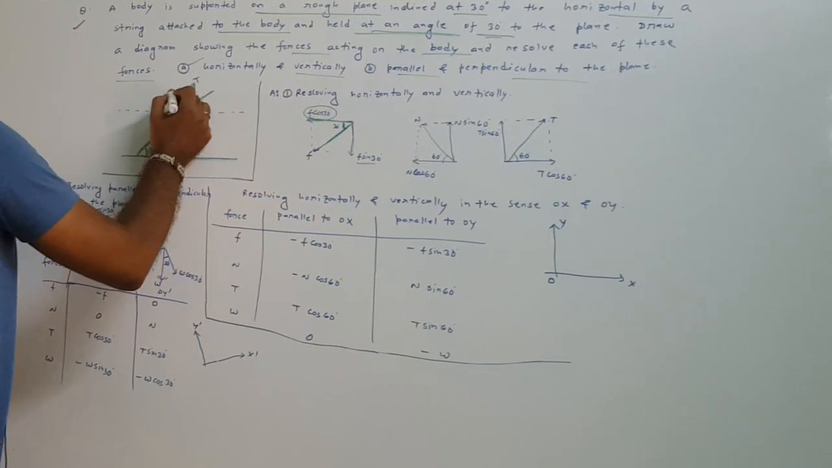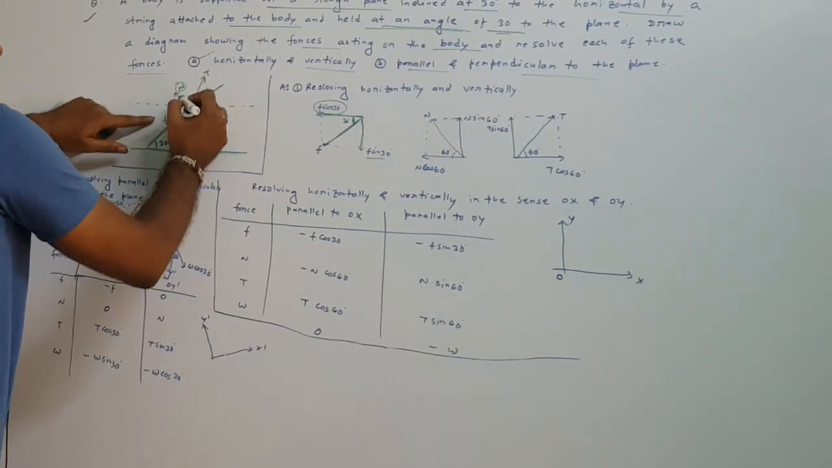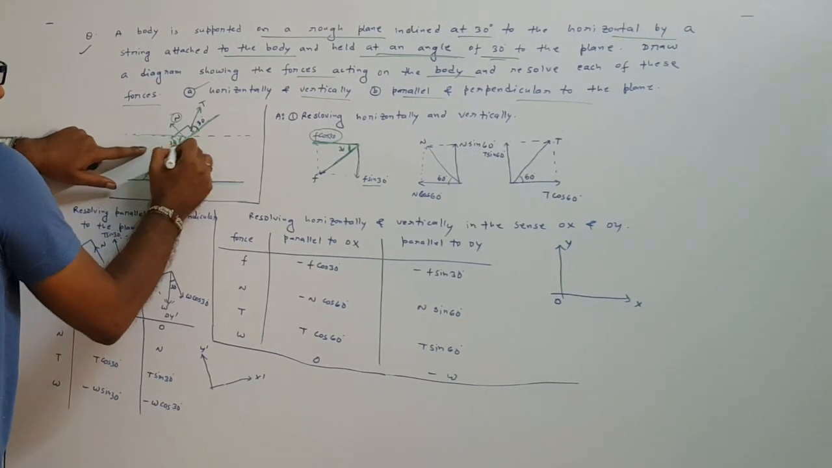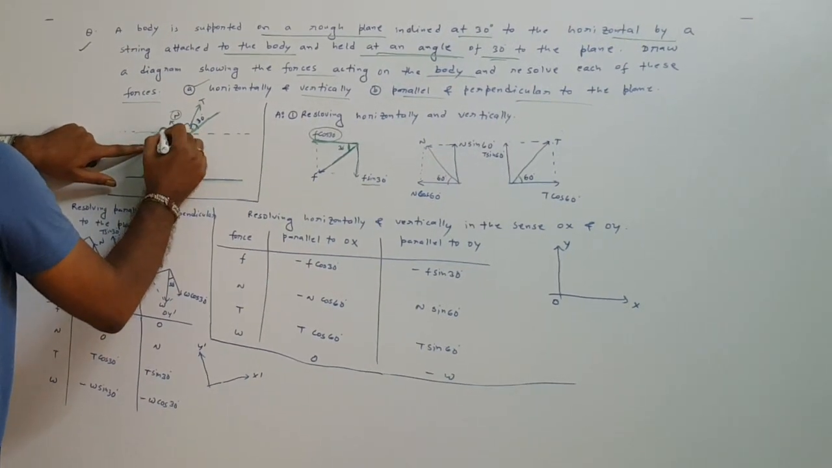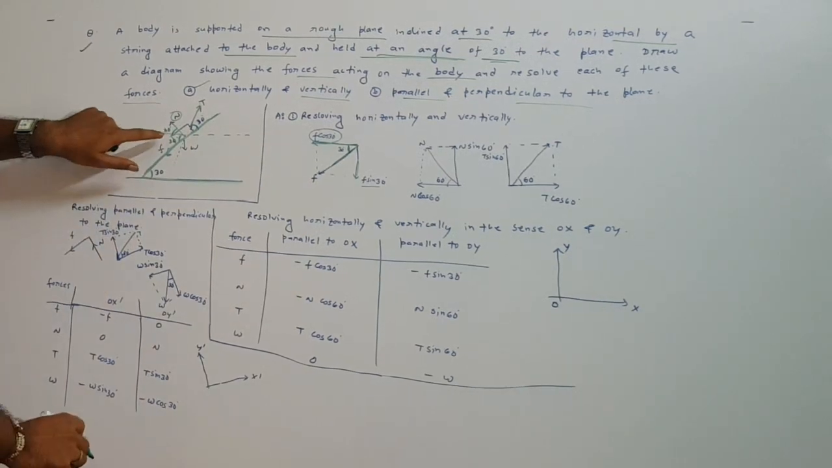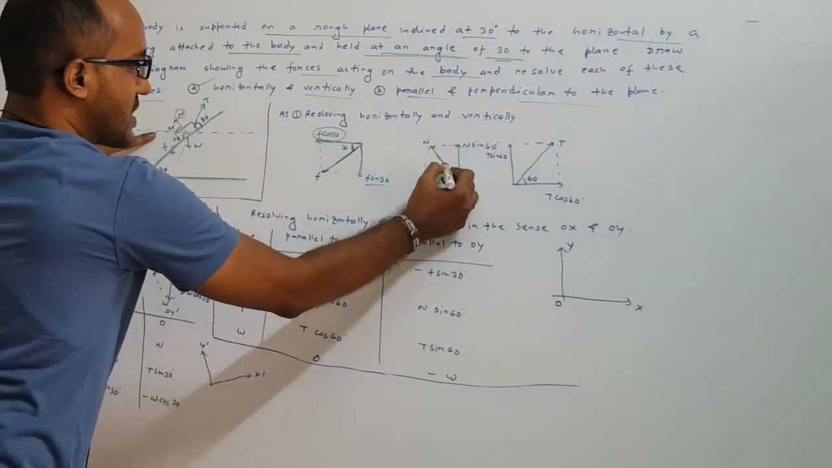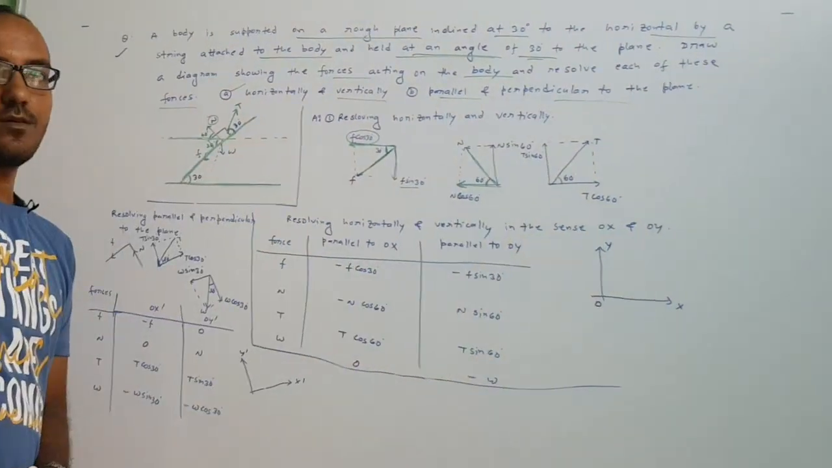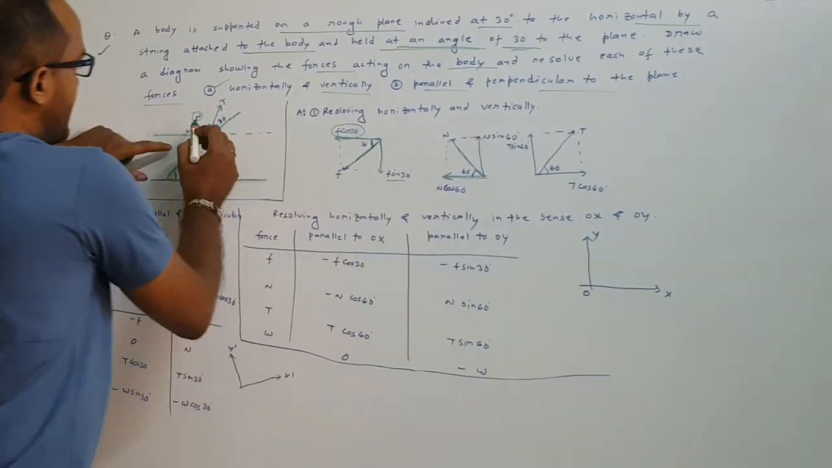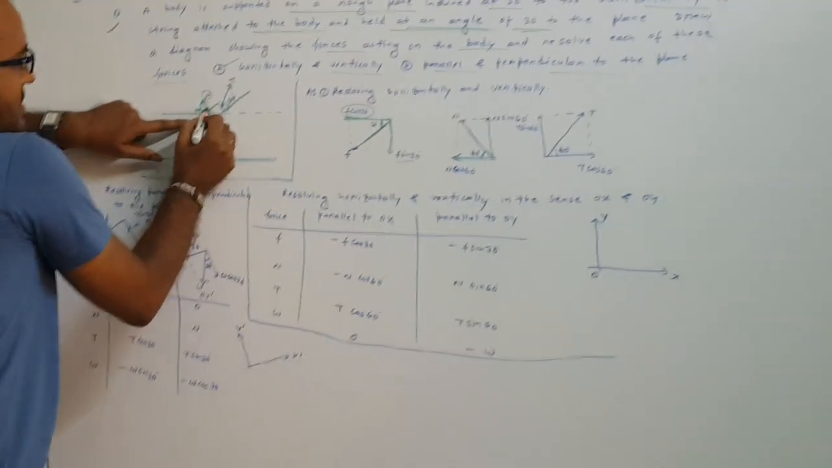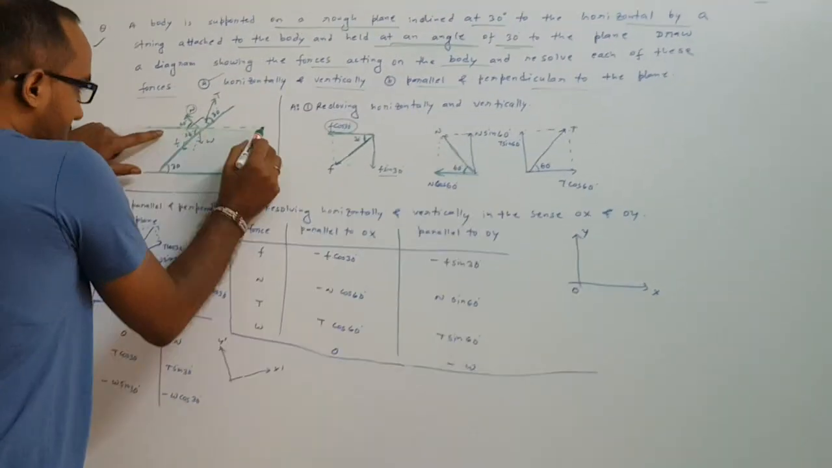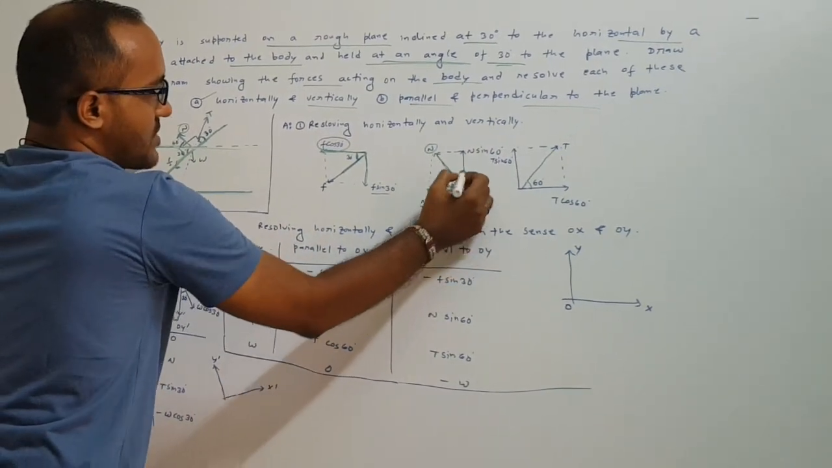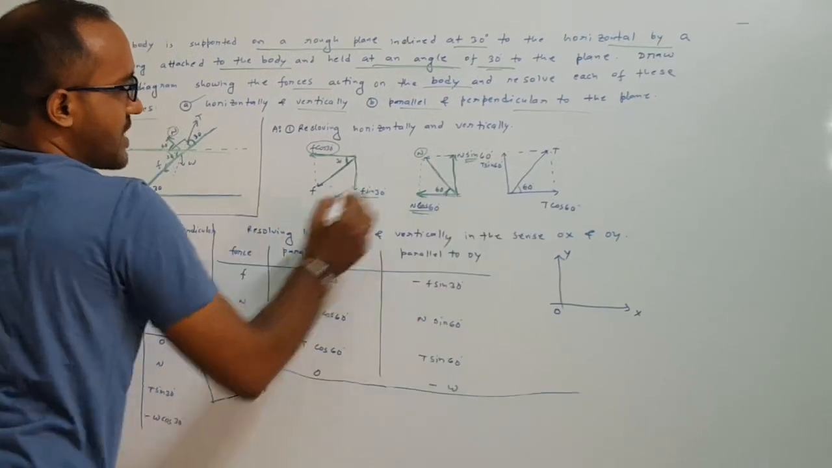Now let us see for this normal reaction force. Now see, this is 60 degree and this total angle is 90 degree, so this angle should be 60 degree. If this angle is 60 degree, that means this normal reaction force is making 60 degree with this horizontal. So now our attached component will be N cos 60 and our perpendicular component will be N sin 60.